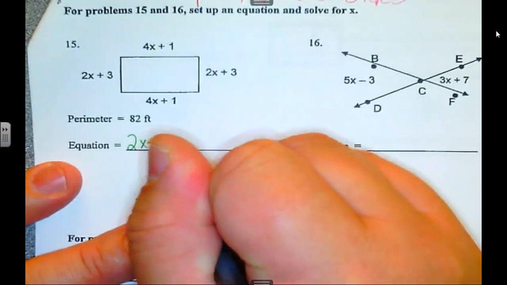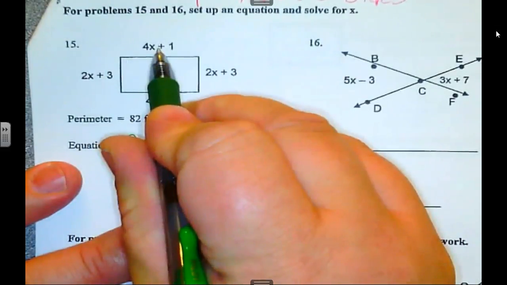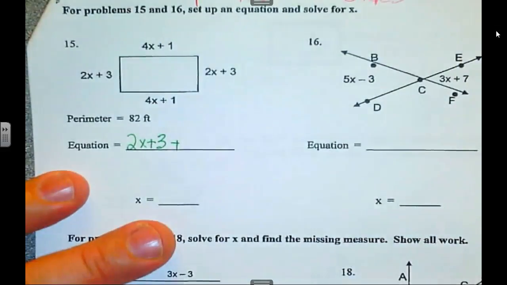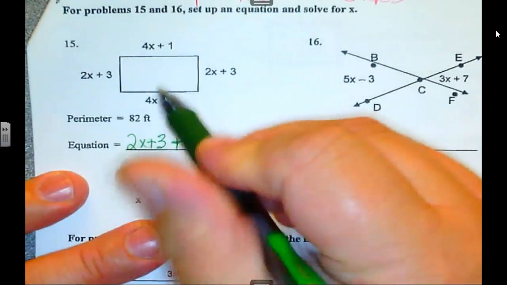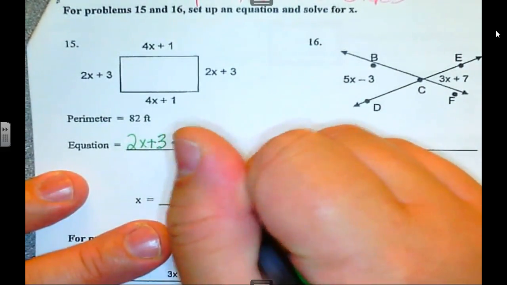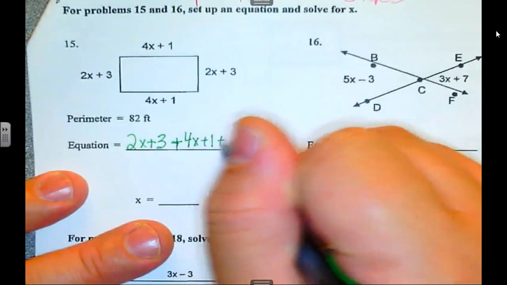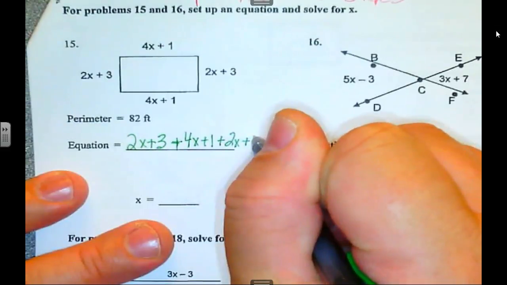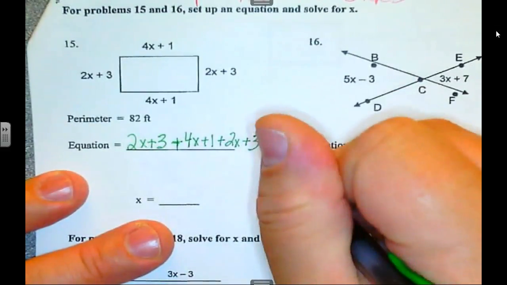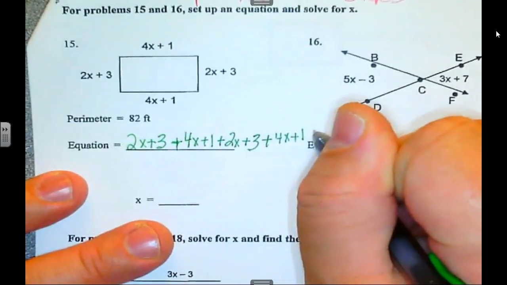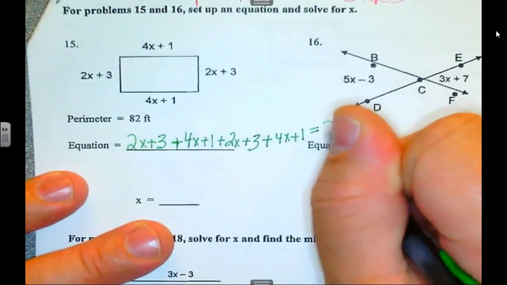2x plus 3, plus, I know you could do the terms, but as a teacher, I'm going to show you every step. 4x plus 1 plus 2x plus 3 plus 4x plus 1. Don't mess up. Equals, the perimeter is 82.